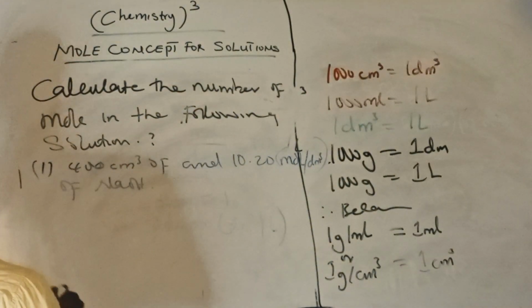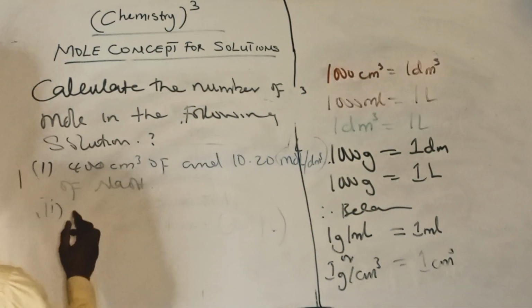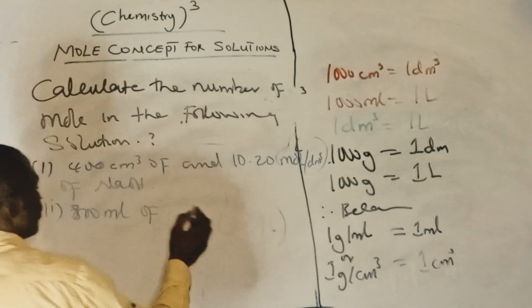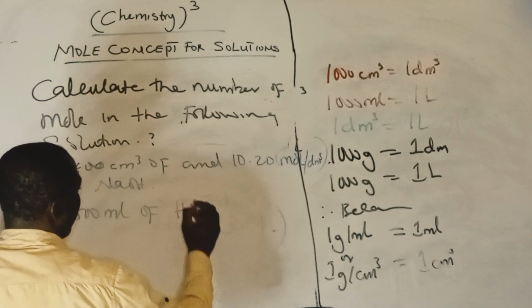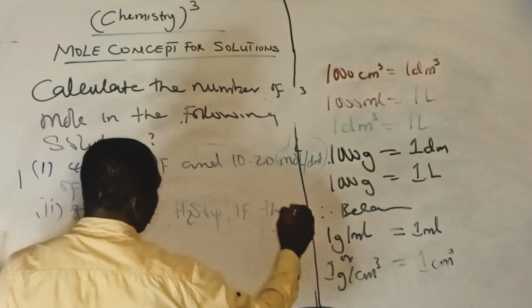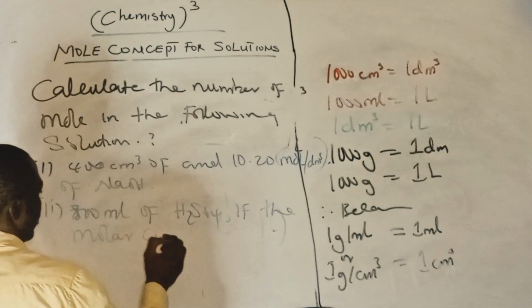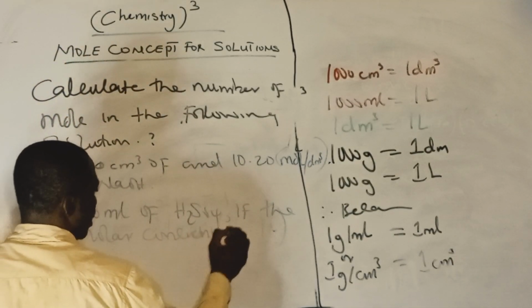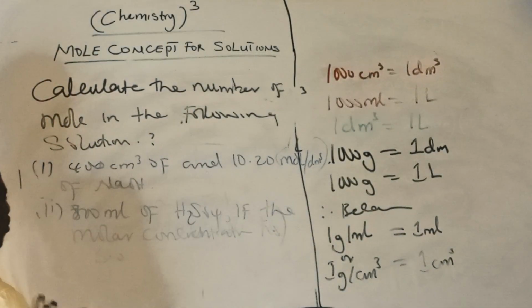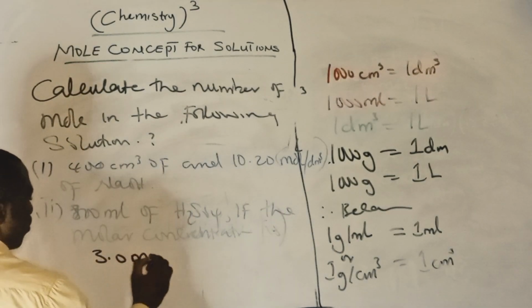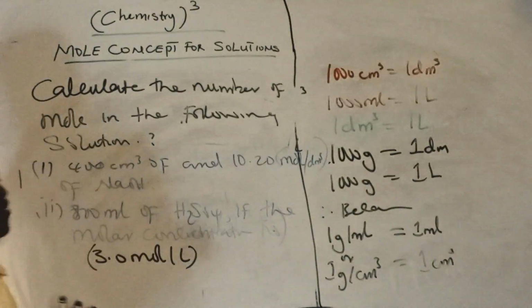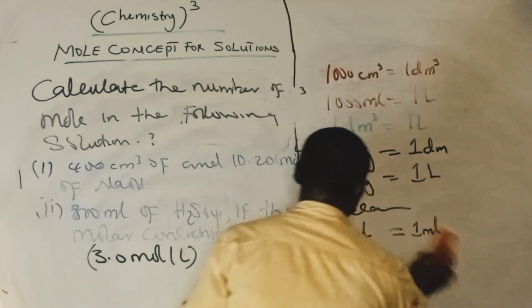Number 2 says calculate the number of mole in 800 milliliter of H2SO4 if the molar concentration is 3.0 mole per liter. Now, finally, the last question, but I'll give that as an assignment. So let's solve.